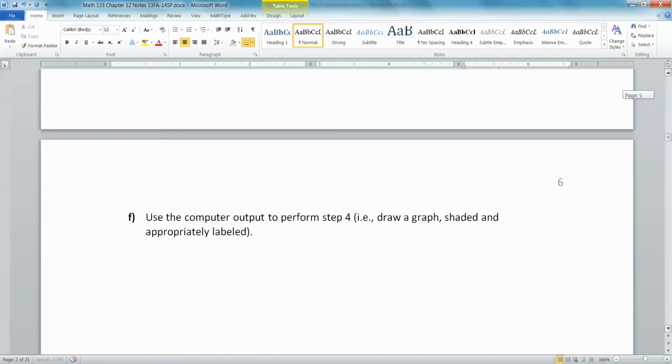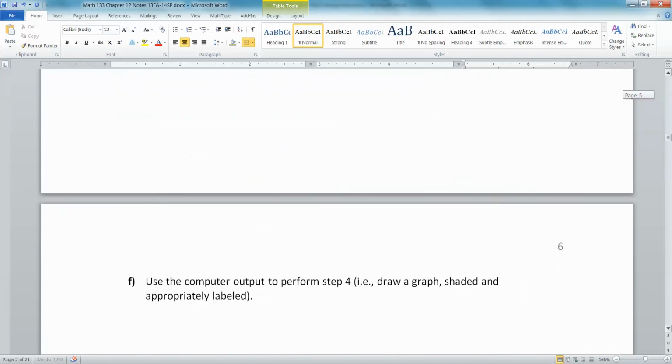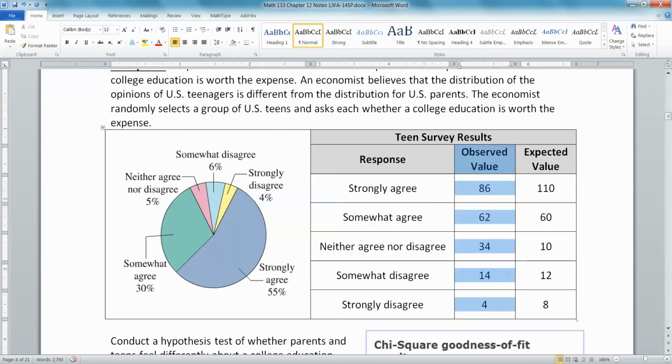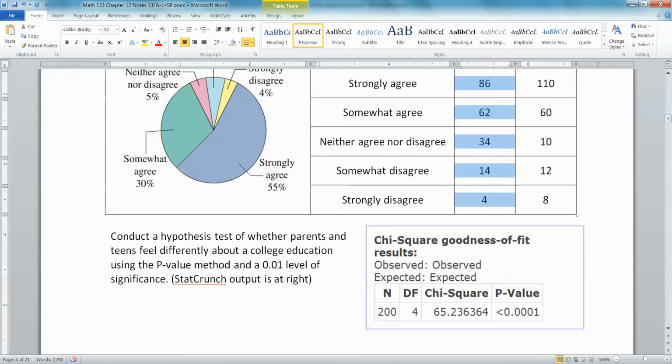And then later on, we see that same table again. Right here. 110, 60, 10, 12, 8. So that's where those came from. So it was each of these percentages times 200. Of course, this was a survey of 200 people. So for your problem, it'll be an M&M bag with how many M&Ms in it, right? And then you will have what you actually observe in your bag, or in this case from the sample right here. And then you need to conduct a hypothesis test.